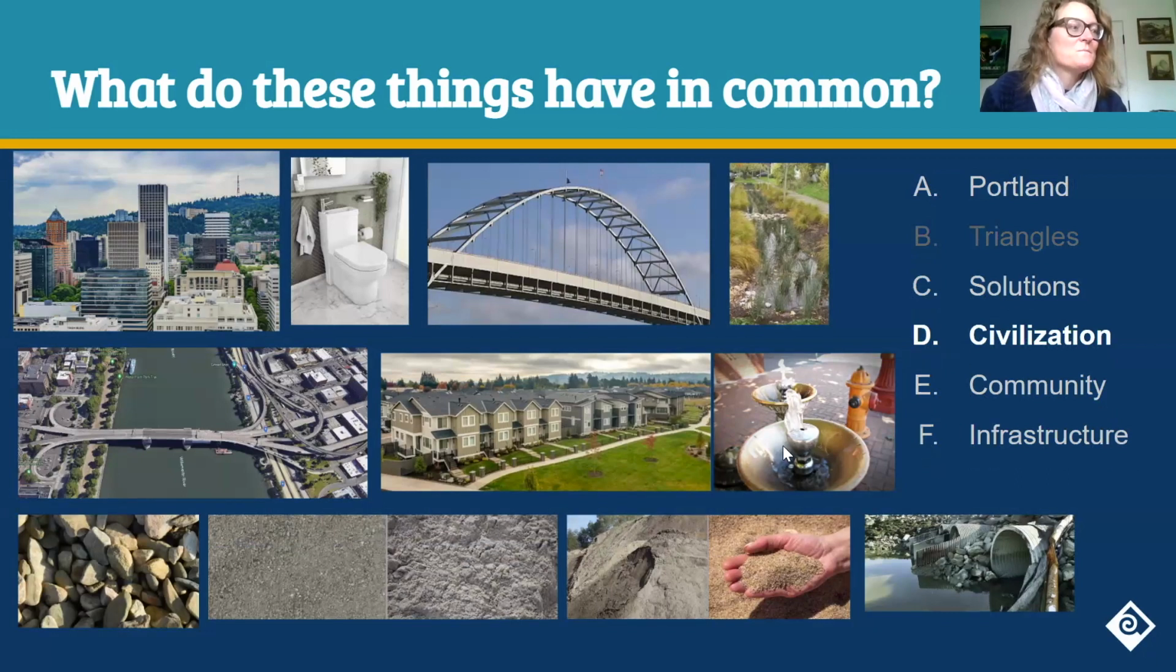Here, they all have to do with civilization, infrastructure, community, solutions. Triangles is not an answer because you don't see triangles in all of them. But these are all things that make our modern life, our daily life, our civilization safe and comfortable for us. There are things that we don't really think about. I drive across bridges every day and I don't think about what went into building that bridge. As a civil engineer, I say that the best design is invisible. And when you know about it, that means that there's a problem.